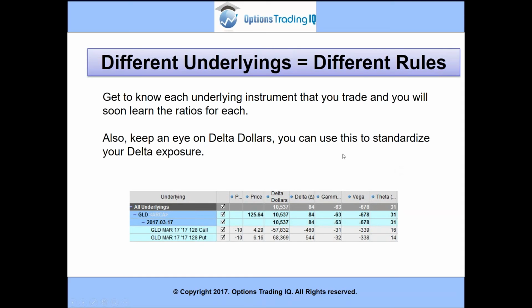I'll show you how to do that. You could divide delta dollars by 1,000 to get a standardized delta exposure. So instead of looking at delta at 84, we'll take delta dollars of 10,000 and divide it by 1,000. That gives me 10, so my true delta is 10. 10 divided by 31, you know, 30% or whatever. So maybe that's how you do it.